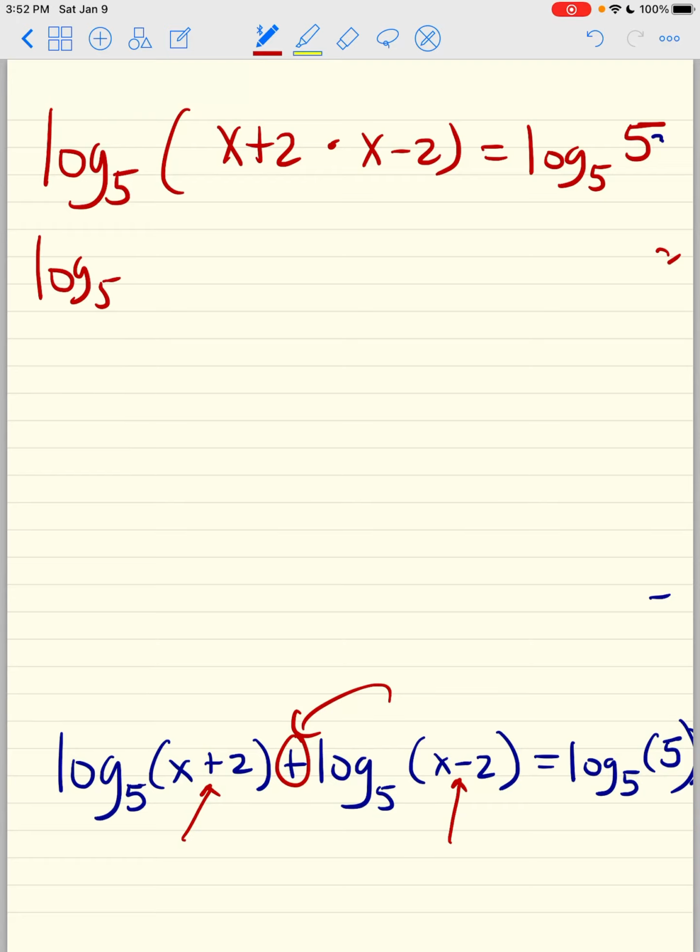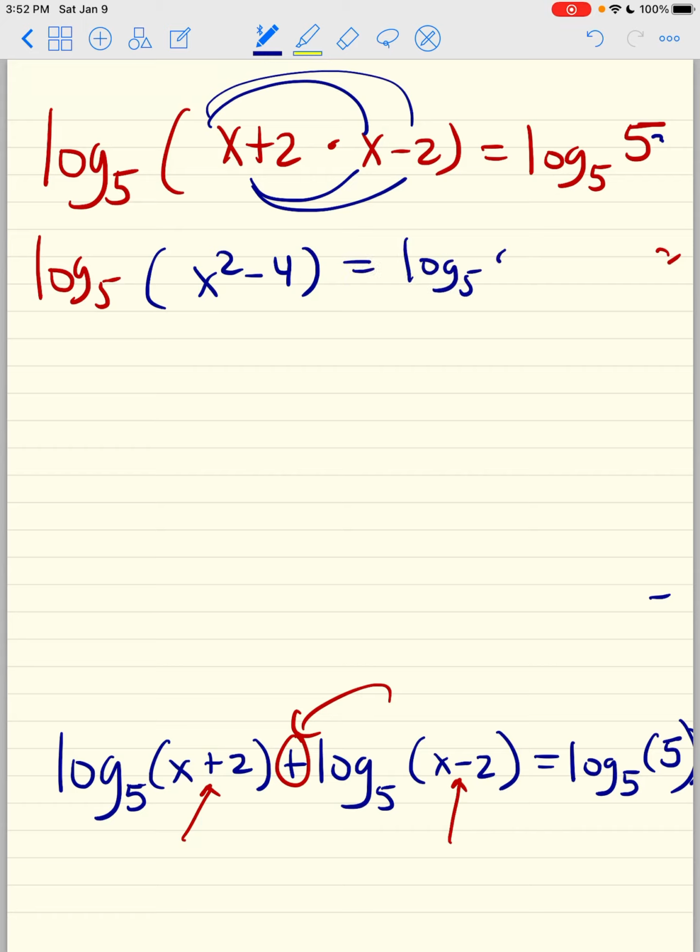I'm going to do this really fast as first, outer, inner, last. I'm going to distribute first, outer, inner, last. And that's going to be x squared minus 4. Okay, so you guys just have to multiply that out. Now this side, since the log base 5s are both equal, you just set x squared minus 4 is equal to 5. I'm going to add.